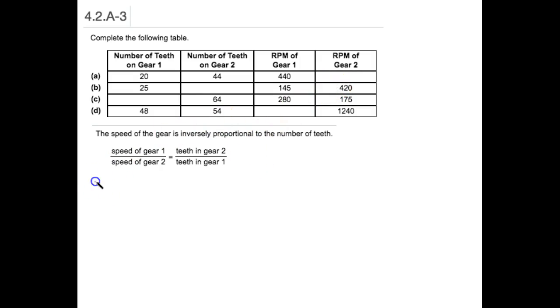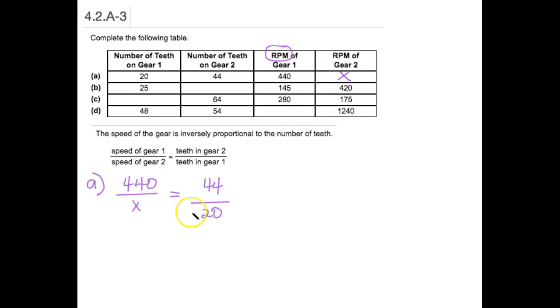So for part A, you're going to put in the speed of gear 1. Speed and RPM are the same thing, revolutions per minute, so that's how fast the gear is going around per minute. So we're going to put 440 in the numerator, and then we don't know the speed of gear 2, so we can put x. Teeth of gear 2 would be 44, and the teeth of gear 1 is 20. So again, I'm just using that first row of information.